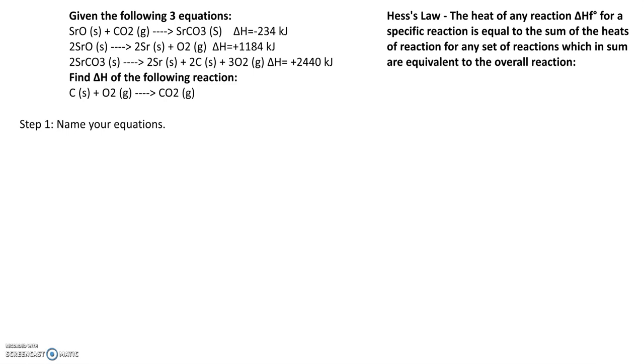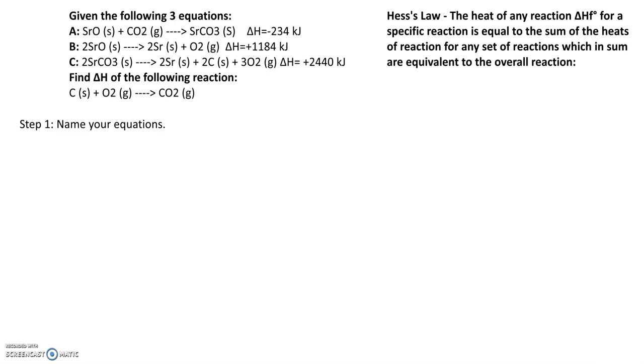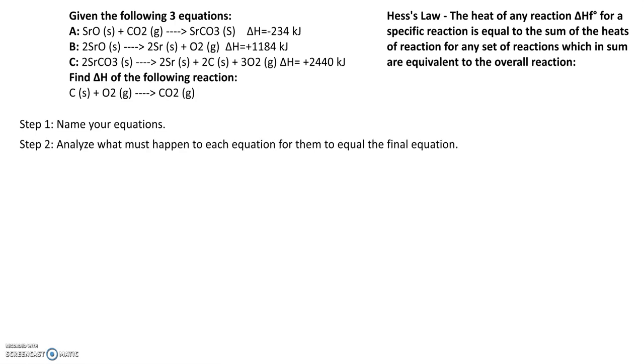So first we're going to name our equations. The first one being A, second B, and the third C. I like to do this to manipulate each equation and have it be easy to work with. Our next step is going to be to analyze what must happen to each equation for them to equal the final equation. So we look at equation A and we see strontium oxide. What you'll notice about strontium oxide is that it doesn't show up in our final reaction.